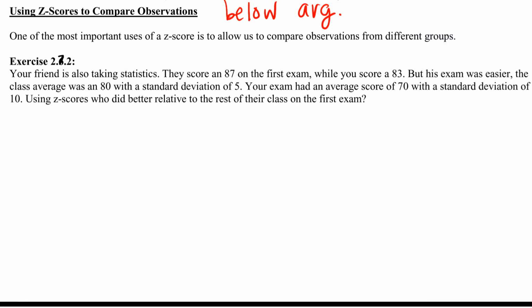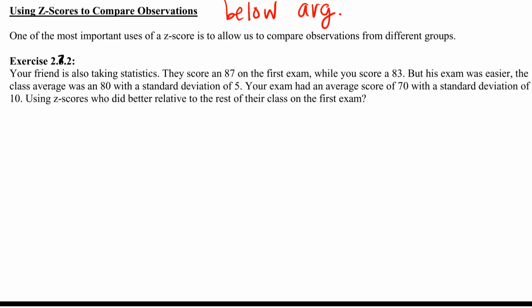The other way we can use z-scores is to compare apples and oranges, like I mentioned, the ACT versus SAT idea. So I have this silly example here. Your friend is also taking stats, and they score an 87 on the first exam, while you scored an 83. So right now it looks like your friend is a better statistician than you are. But you argue his exam was easier. The class average was an 80 with a standard deviation of 5.